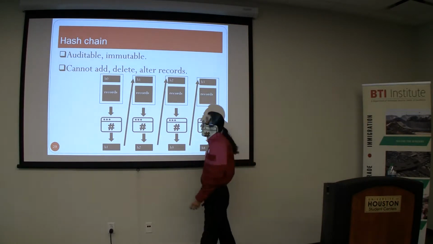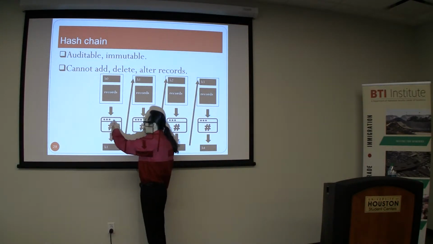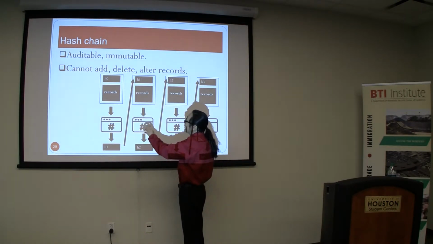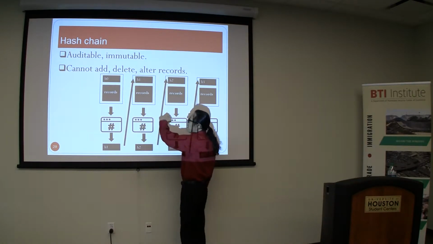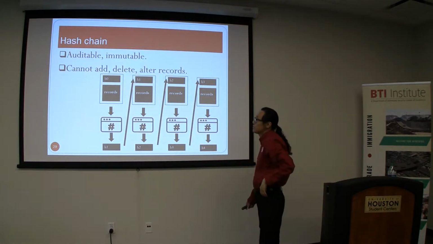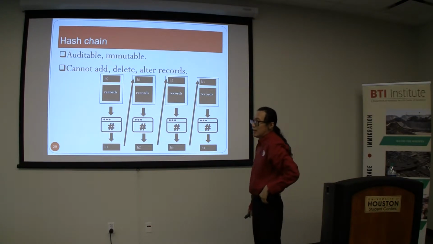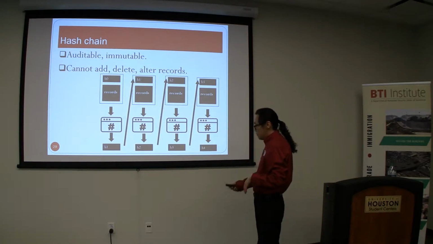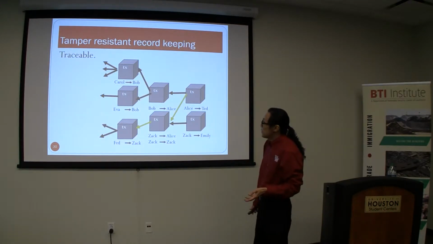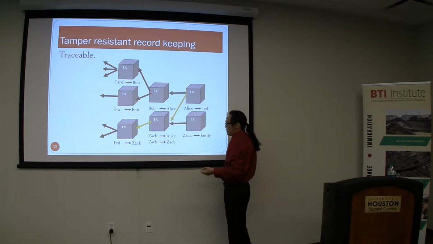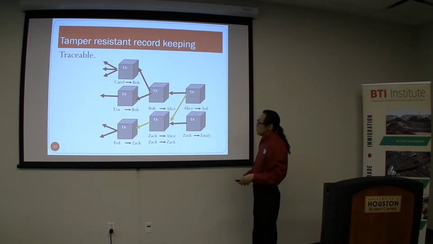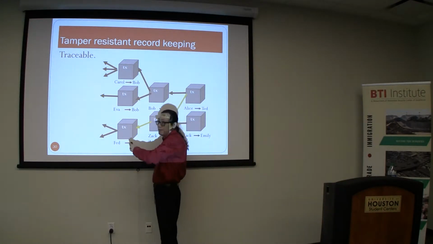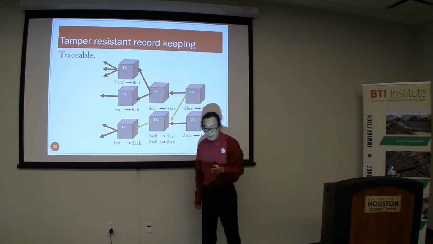So one cannot actually stick records into this chain of history, the chain of records. It's very difficult to delete or change a record itself. So it's basically auditable and also immutable, which means you can't make any change after it's been produced. So it's tamper resistant and also traceable, in a case like Bitcoin using blockchain. You can always go back and ask, where does this actually come from? Because everything is recorded on the chain.